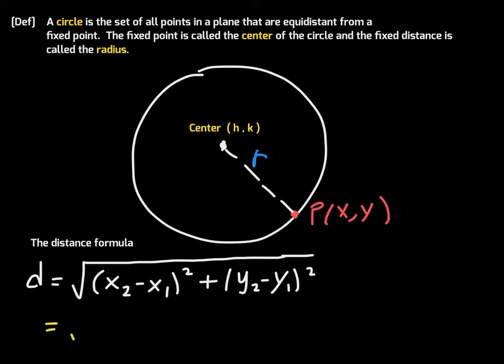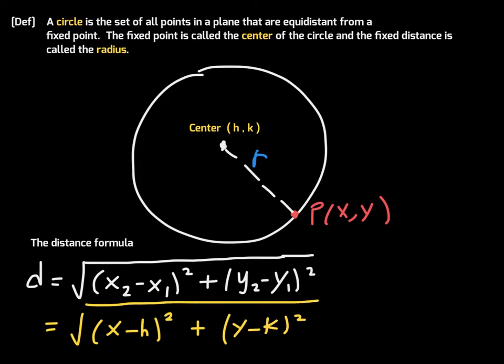One of my x coordinates is x, and the other one is h. I'm going to plug those in, and the distance formula says I need to subtract my x coordinates, and then I need to subtract my y coordinates. One of my y coordinates is simply called y, and the other one is called k. What does this give you? It gives you the distance between the center and this point. But we already know the distance between these two points is that fixed distance called r. So the left-hand side is r.